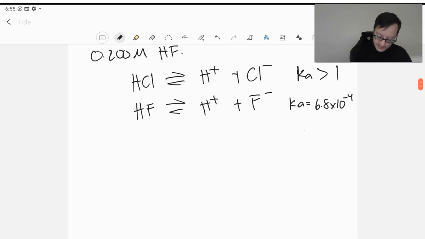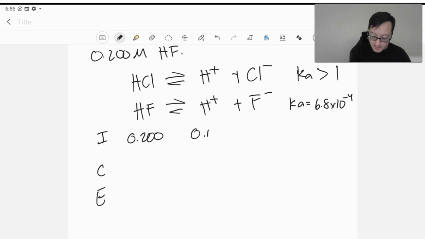If we take a look at the ICE table for HF dissociation, we start with 0.2 molar, and we're going to actually have some H plus in there already and no fluoride. We can calculate the amount of fluoride, which is probably more interesting right now. Although we could calculate the pH, we'll see that the pH will not change from what it would be with just the HCl, but we'll pretend. If we look at this, we'll still see that Q will be 0, because 0 times 0.1 is still 0.